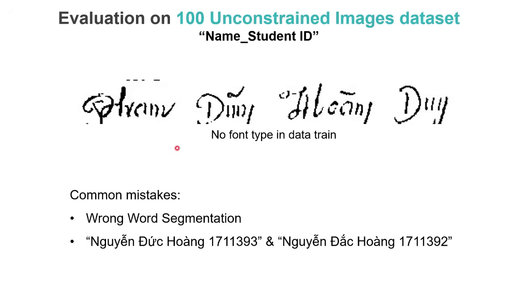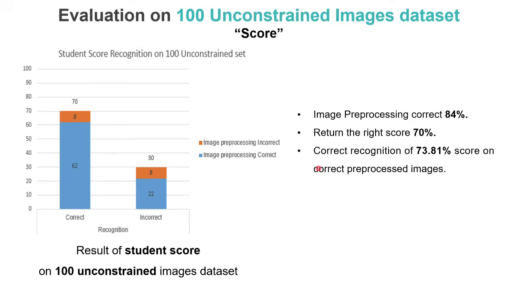So the common mistakes are: the font type is not in the training data. You can see the first character of each word here is not in the training data. Another is wrong word segmentation, or the similarity of the information, like this information and this information, which differ by only two characters: the number 2 here, number 3 here, the U here, and the A here. For the score recognition, you can see the result here is not really good. With this result, we can use it in real life.